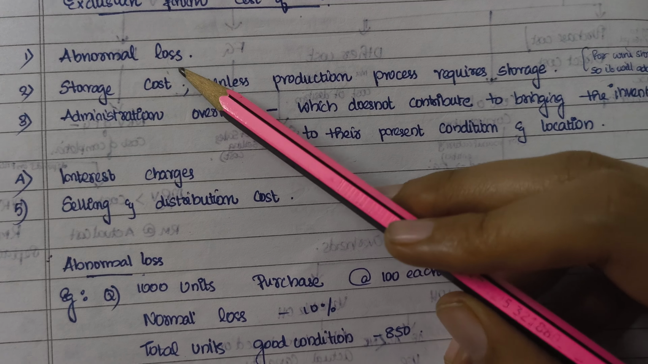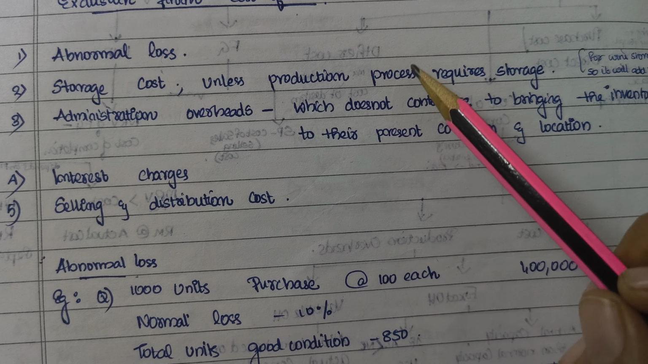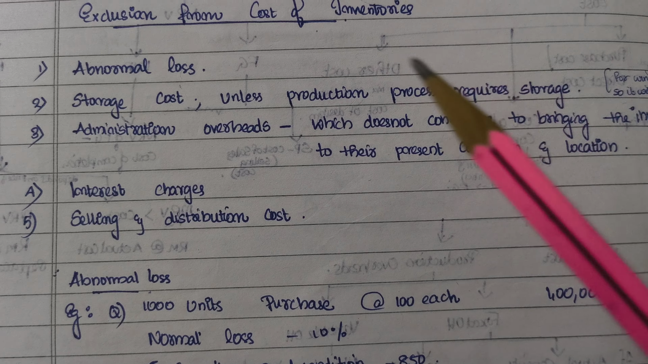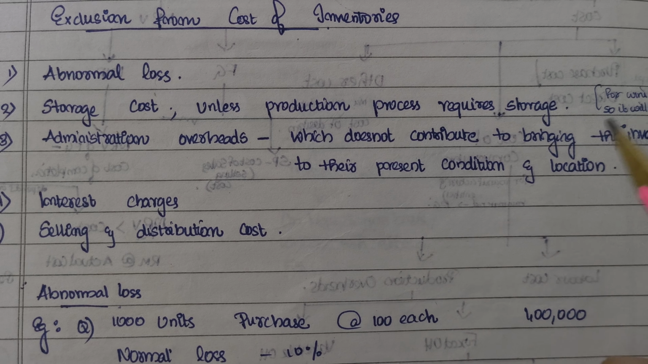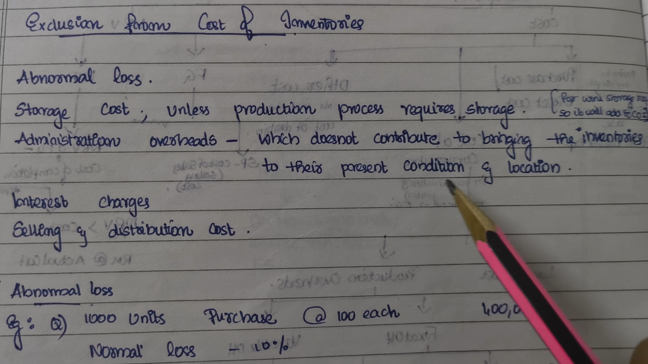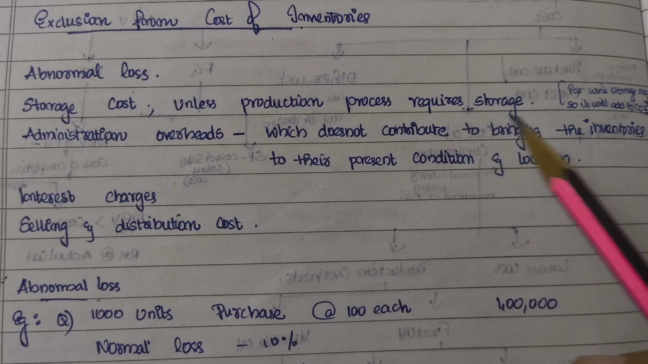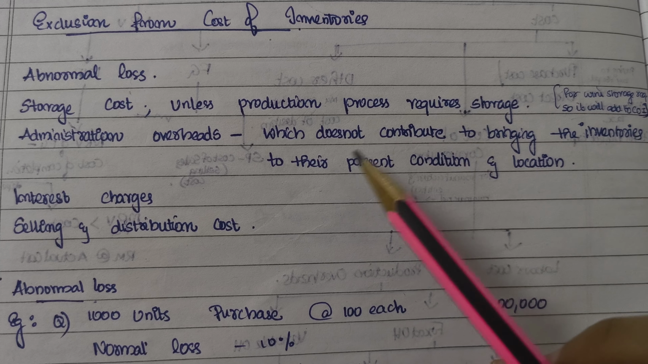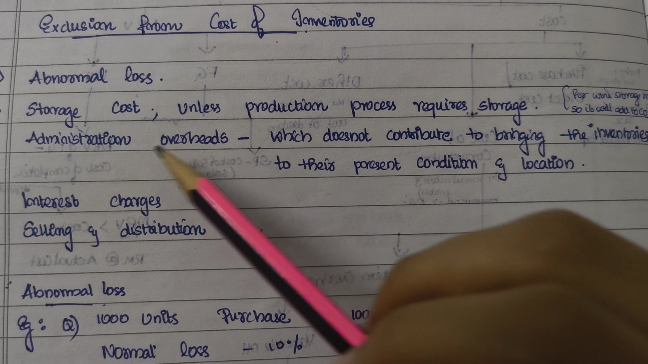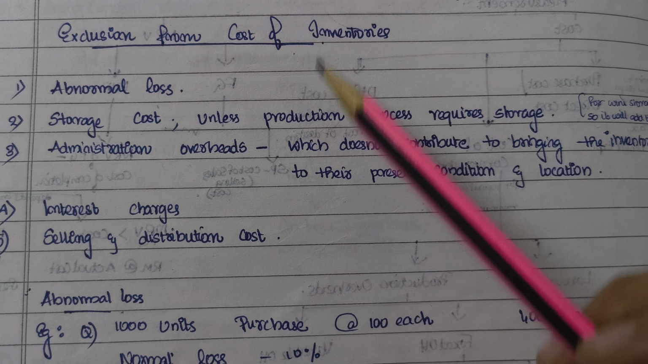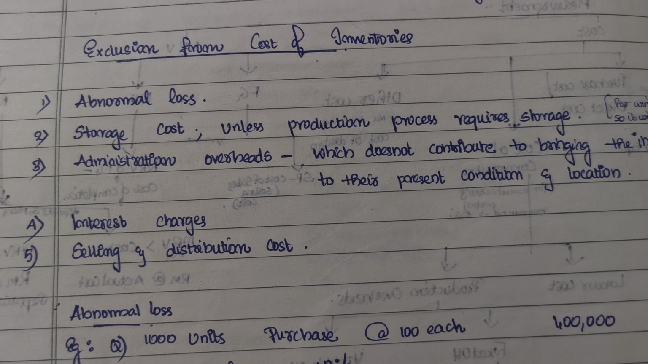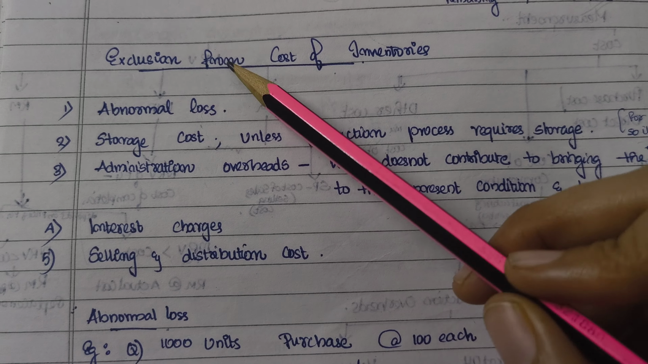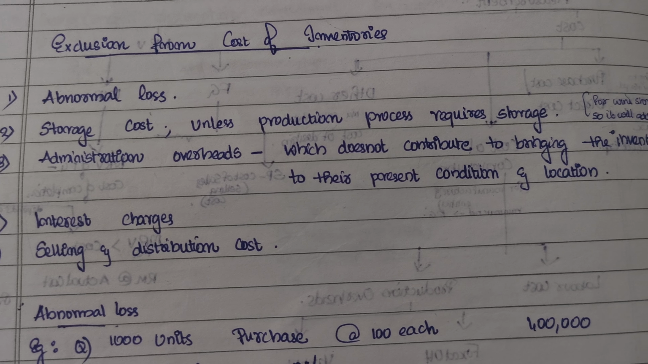So first one, abnormal loss, then storage cost unless the production process requires storage, and then administration overhead which does not contribute to bringing the inventory to present condition and location. If it does not contribute to bringing the inventory to present condition and location, then administration overhead is excluded, and then interest charges and selling and distribution cost. So these five are exclusions from cost of inventories.